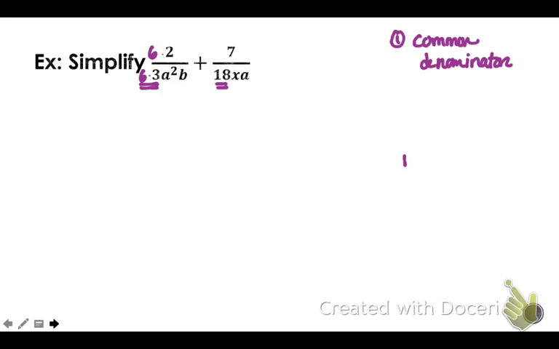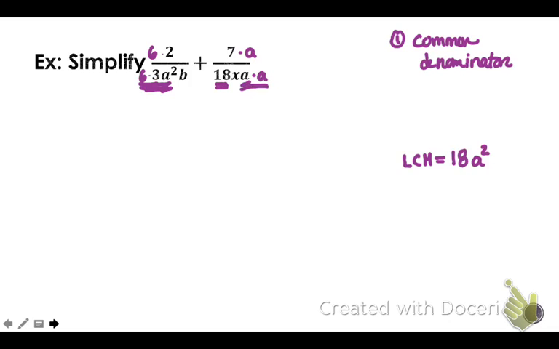So what we're really doing is building our least common multiple. Our least common multiple is the smallest multiple that will give me a common denominator. So 3 and 18 both go into 18 evenly. Now let's take a look at the variables. If you notice, on the left I have an a squared, on the right I have an a. So the smallest multiple would also be an a squared. So to make the denominators the same, I need to multiply the fraction on the right, both top and bottom, by an a. So on the left, I now have 18a squared.